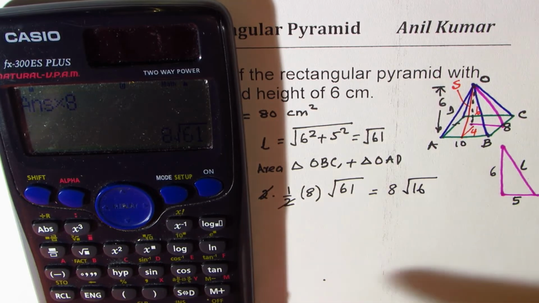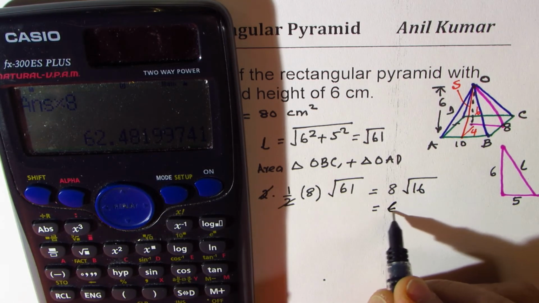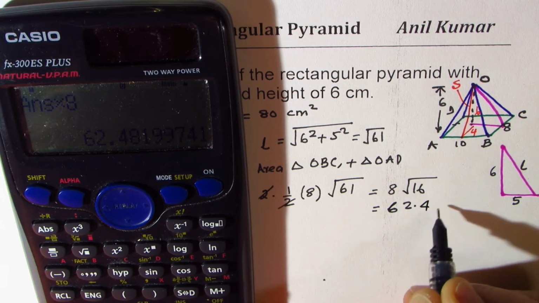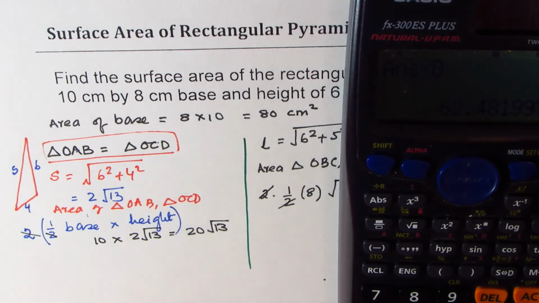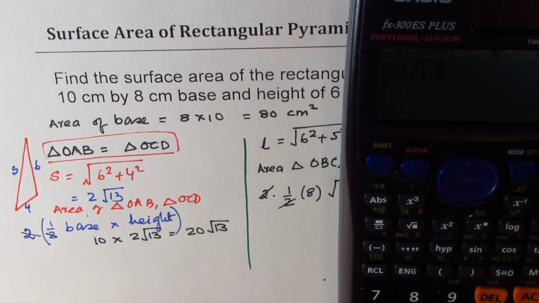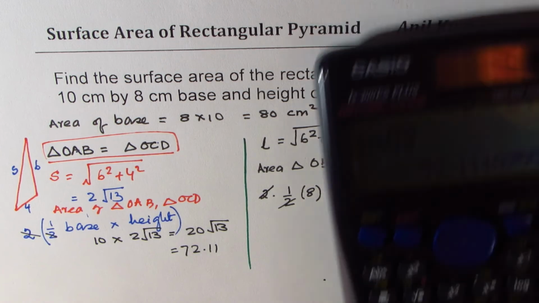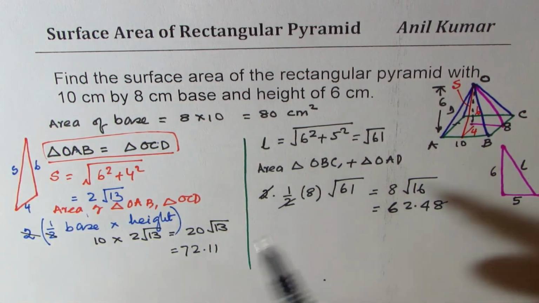Now let's convert them to decimals. So decimal value is approximately 62.48. Okay. Now for 20 square root 13, the value is 72.11. Correct. So we got the area of all the 4 triangles.